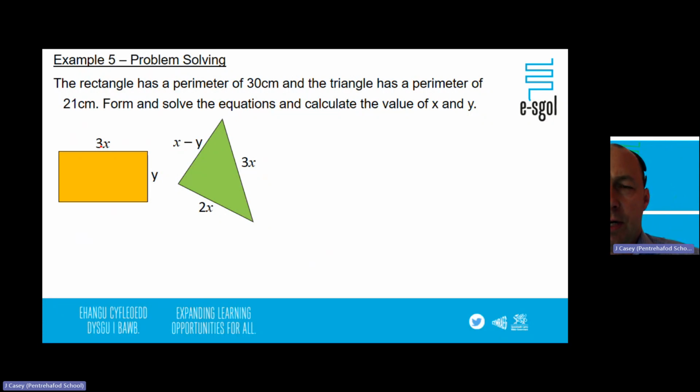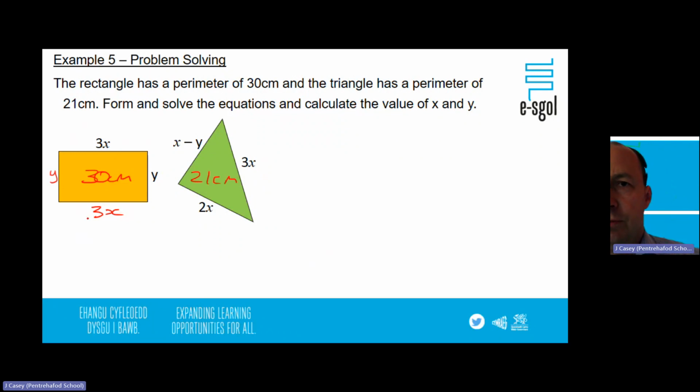So I know this side of the rectangle is 3x. So if that's the case, this must be 3x as well. And that's y. That must be y, because it's a rectangle. The opposite sides are of equal length. This one, well, we're okay with that. They're all labeled. Now, I'm just going to do a few scribbles. I know that's 30 centimeters perimeter. It says that in the question. That's 21 centimeters. Okay.